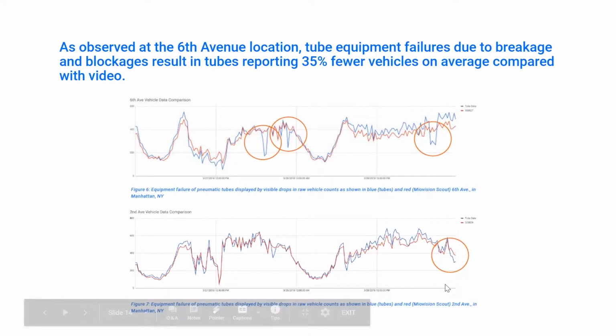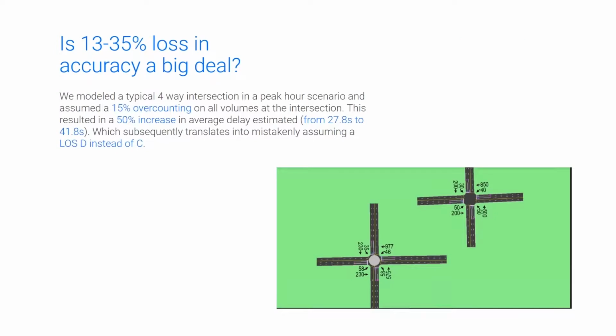So in summary, there was a 13% overcount due to the impacts of a saturated roadway with too many vehicles flowing for the equipment to handle it, as well as an average of 35% undercount due to the equipment failing or blockages with vehicles parked on the tubes for periods of time. So we know that in these scenarios, you can experience anything from a 13 to 35% discrepancy. But that really begs the question, is a 13 to 35% loss of accuracy really a big deal? Can you have statistically relevant and accurate data considering that you have this kind of variation?